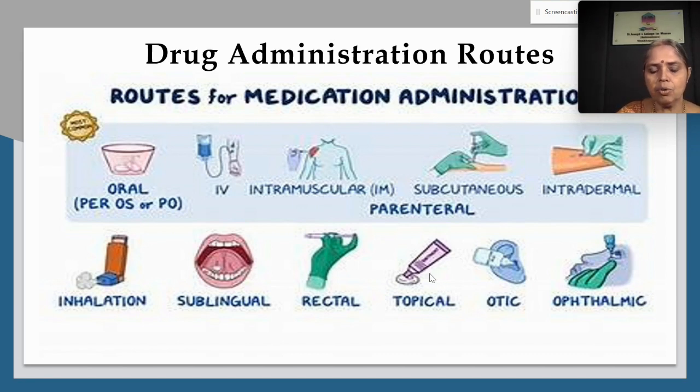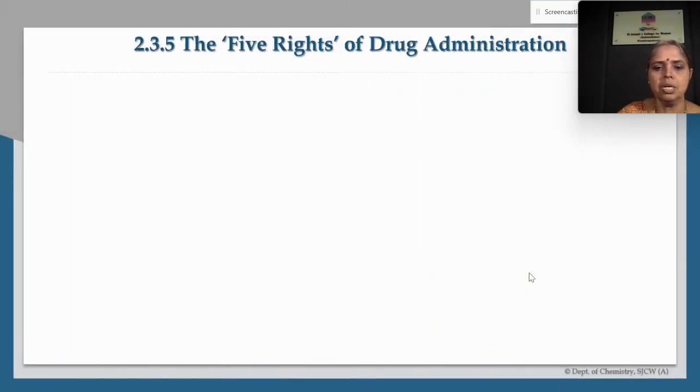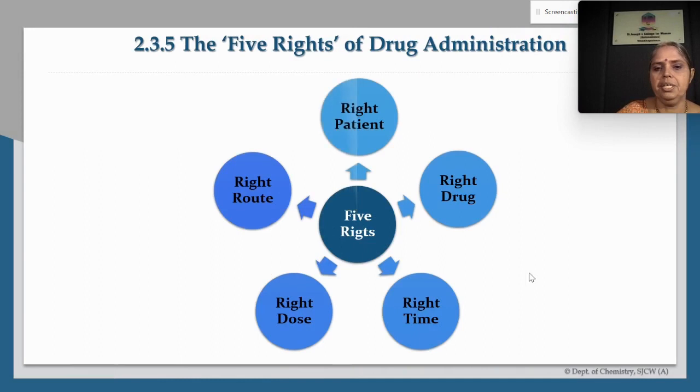Then the topical route: ointments, gels, sprays, they are all topical. Otic route, where the drug is introduced into the external ear. And ophthalmic or ocular route, where the drug is given to the eye. So these are all the various modes or routes through which the drug is administered.